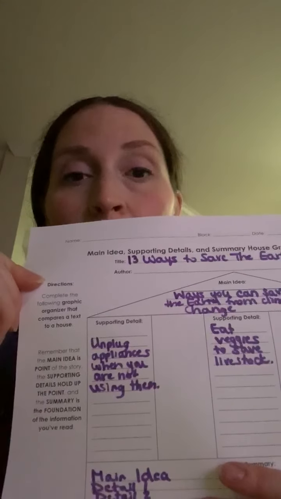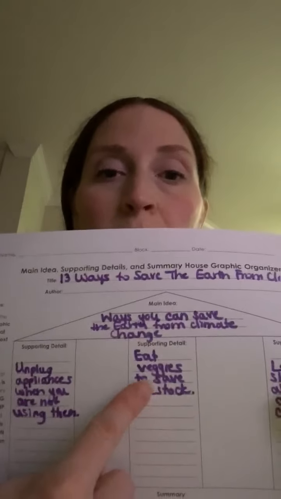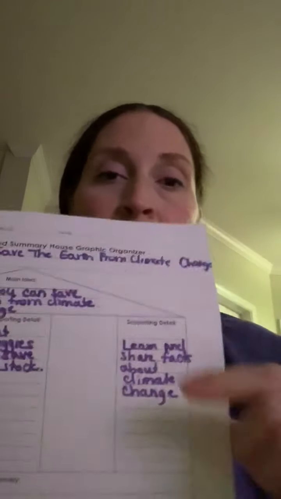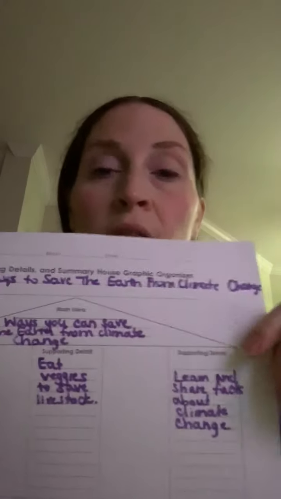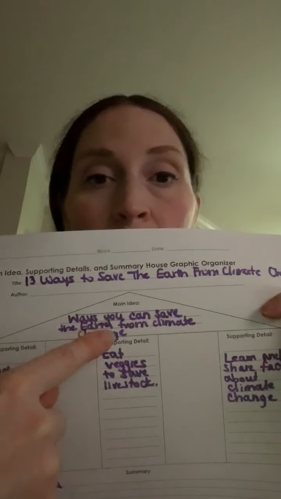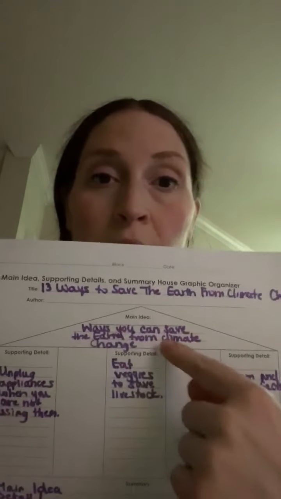The first one that I chose was they talked about making sure you unplug appliances when you are not using them. So I put that as a supporting detail. That matches my main idea. It's a way that you can save the earth from climate change. The second one I picked was to eat veggies to save livestock. That was another one of the details. And again, that goes along with a way that you can save the earth. And then the last one I picked was to learn and share facts about climate change. That was one of the 13 examples they gave. So that goes along with a way that you can save the earth from climate change. So I filled in those 3 details to match my main idea.